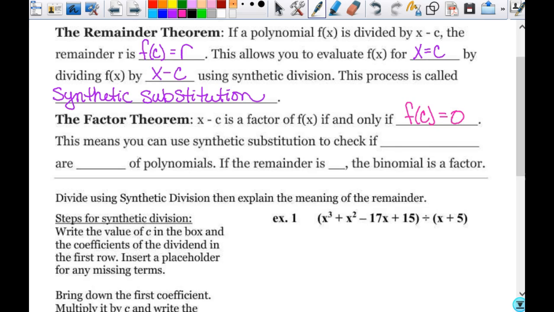Okay. This means you can use synthetic division to check if, and I know this line is probably not long enough, linear binomials are factors of polynomials. If the remainder is 0, the binomial is a factor. Okay. So linear binomials, 2 terms, has to be linear.